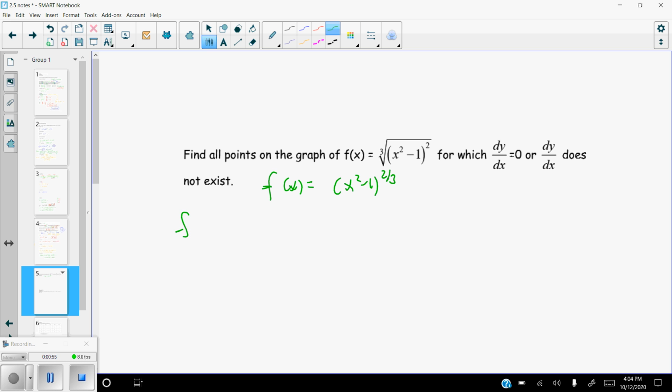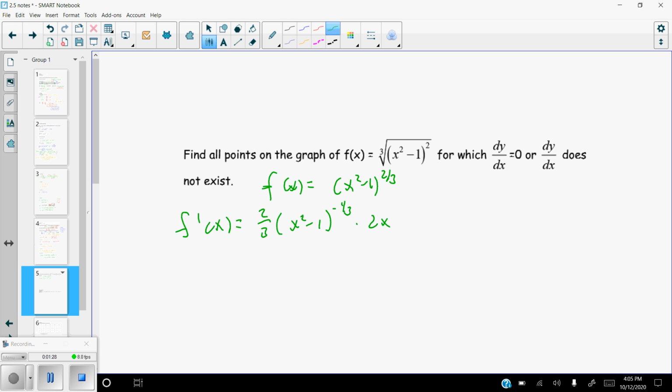So if I want to figure out where the derivative is 0 or where it doesn't exist, I need to take the derivative. This is a chain rule. I've got the 2/3 power on the outside. X squared minus 1 is the composite piece. So we'll bring the 2/3 out to the front. Rewrite the inside. Not multiply it by anything yet. I have to reduce the exponent by 1, which will be the negative 1/3 power. Then we multiply that by the derivative of the inside, or the composite function, which is 2x.